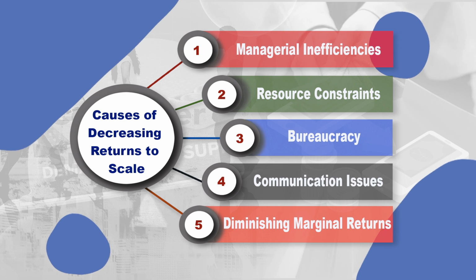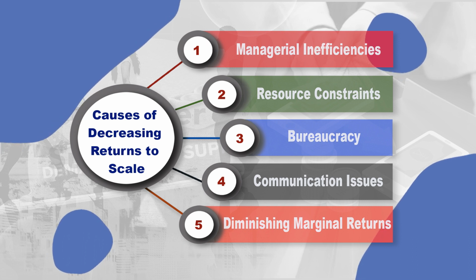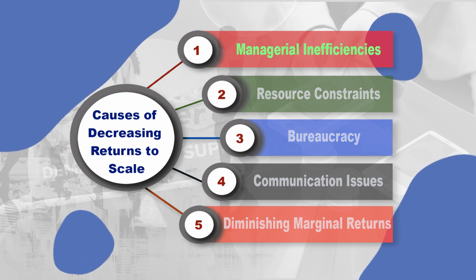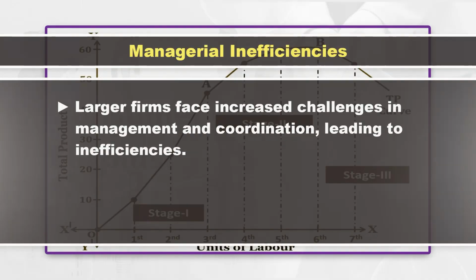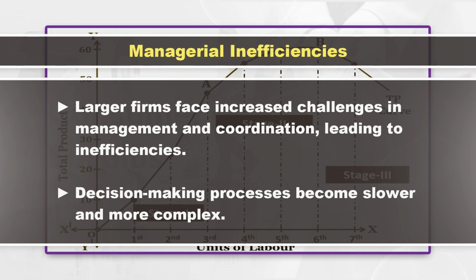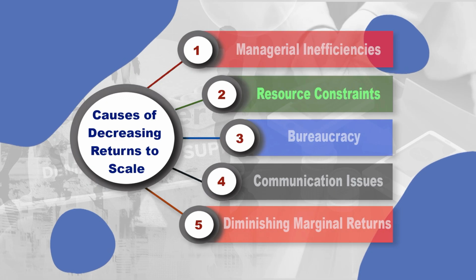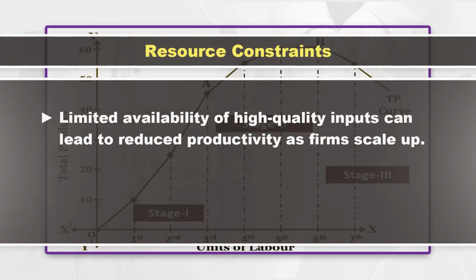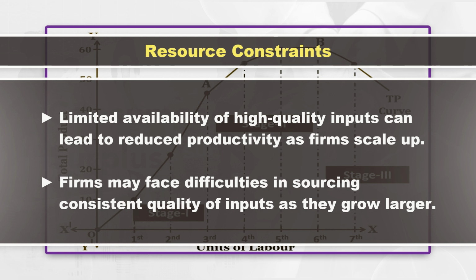Let us look at the causes of decreasing returns to scale. Managerial inefficiencies: larger firms face increased challenges in management and coordination, leading to inefficiencies. Decision making processes become slower and more complex. Looking at resource constraints, limited availability of high quality inputs can lead to reduced productivity as firms scale up. Firms may face difficulties in sourcing consistent quality of inputs as they grow larger.